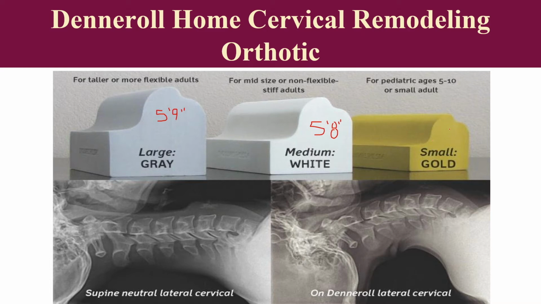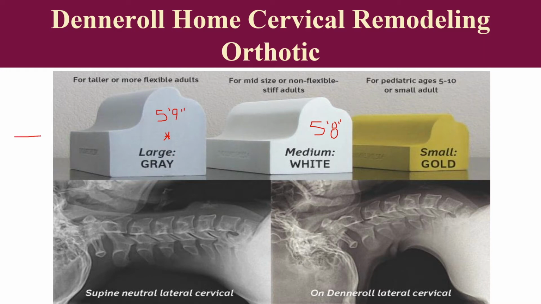And then the yellow is a pediatric rule, or for your very small adults. That's based on size alone, but I'm going to tell you that more often than not, I base the Denneroll the patient gets on their flexibility, how flexible their spine is. Because I have plenty of patients that are 5'5", 5'6", and I send them home on a large because they're extremely flexible, and the medium doesn't give enough force to correct the spine and the neck, right?